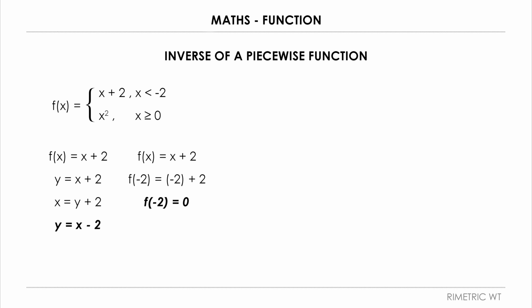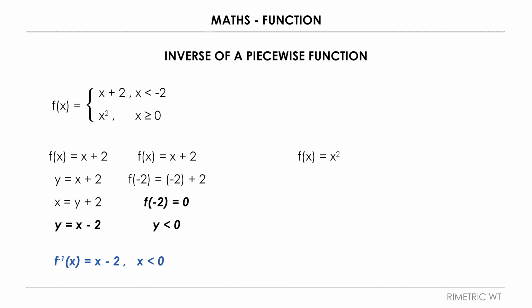Since the original domain is x is less than negative 2, the corresponding y values will be less than 0. Therefore, the range of this piece is y is less than 0. And remember, this range becomes the domain of the inverse. Therefore, the first piece of our inverse function will be f inverse of x equals x minus 2 whenever x is less than 0. This is the key idea to remember. When finding the inverse of a piecewise function, we invert not only the formula, but also the domain of each piece by using its original range.